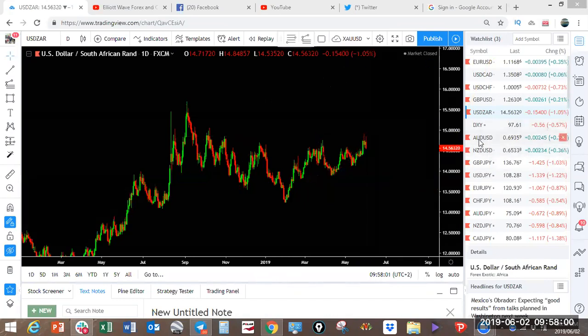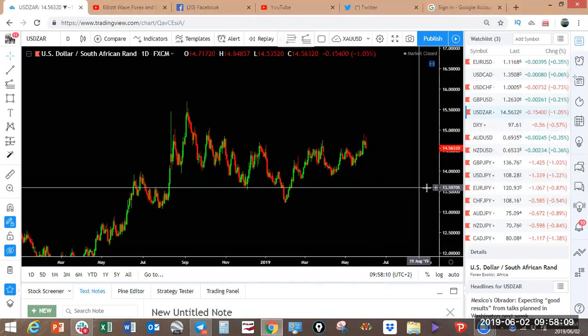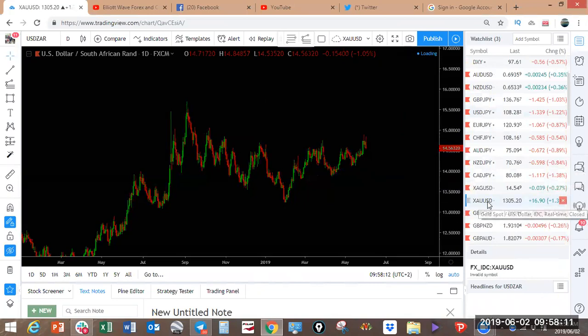Very clear, US dollar ZAR. Right, so now let's go to the yen pes. Or before we go to the yen pes, let's do silver and gold. Then we go to the yen pes. Silver and gold. First, gold.